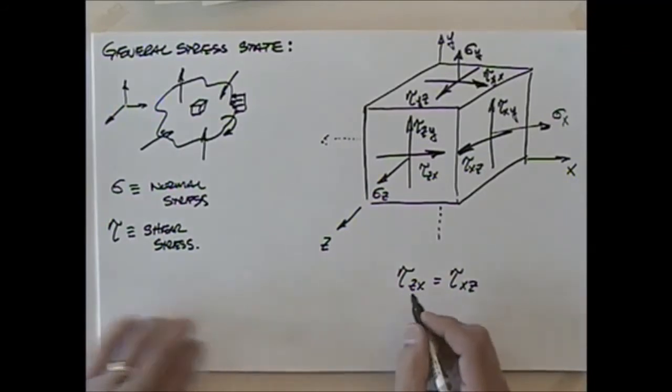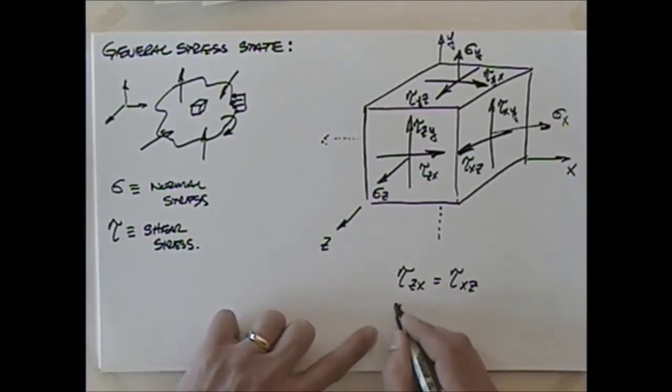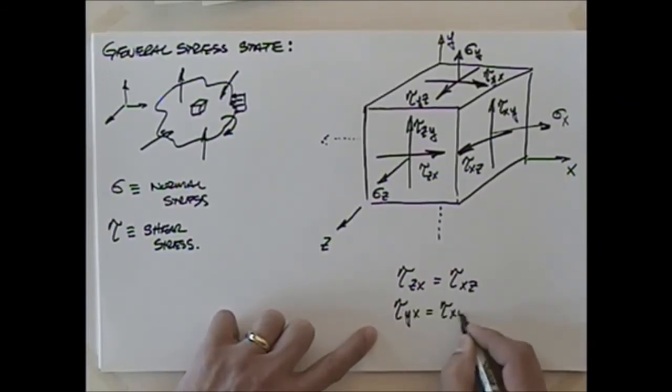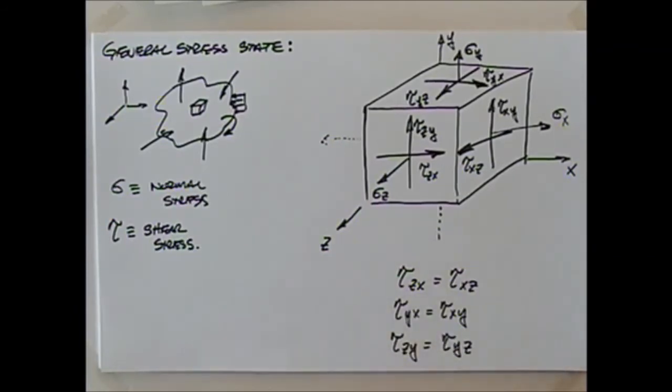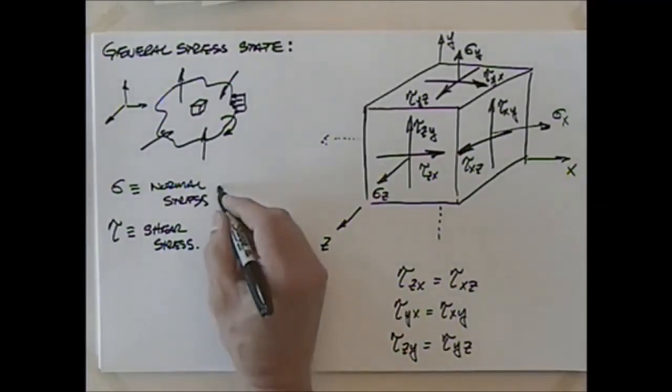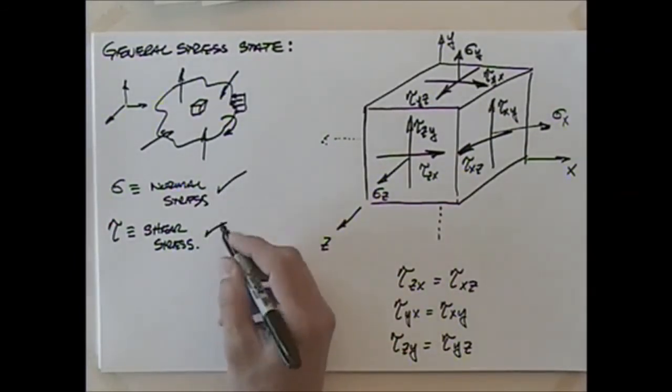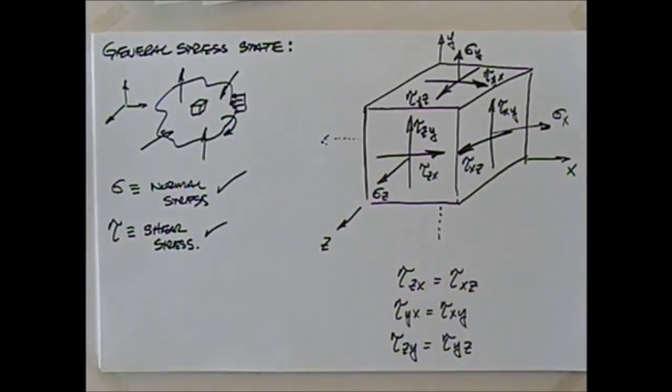And we could say that, of course, tau on the y face in the x direction had to equal tau on the x face in the y direction, and that tau on the z face in the y direction equals tau on the y face in the z direction, for those to be in equilibrium. Okay? So that's how in a 3D element I could represent the normal stresses and the shear stresses. And some of these may be zero, but I would look at all of those.